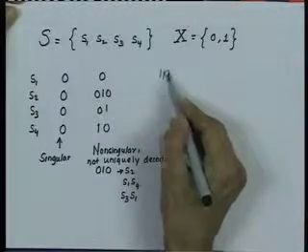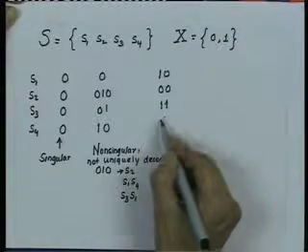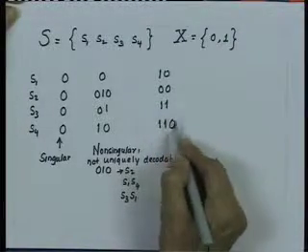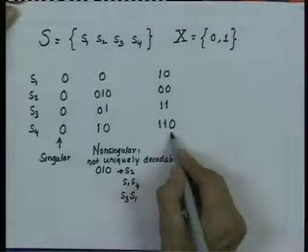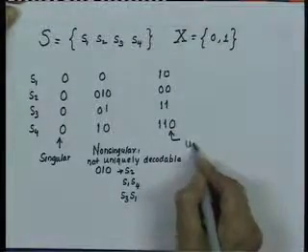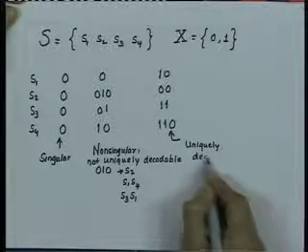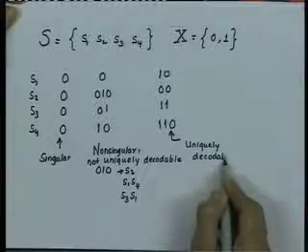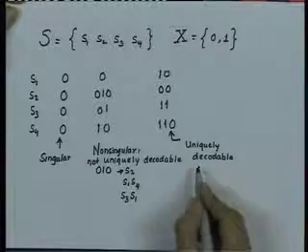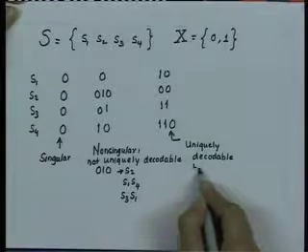Another example would be 10, 00, 11, 110. This code is uniquely decodable. But this code again is not instantaneous.